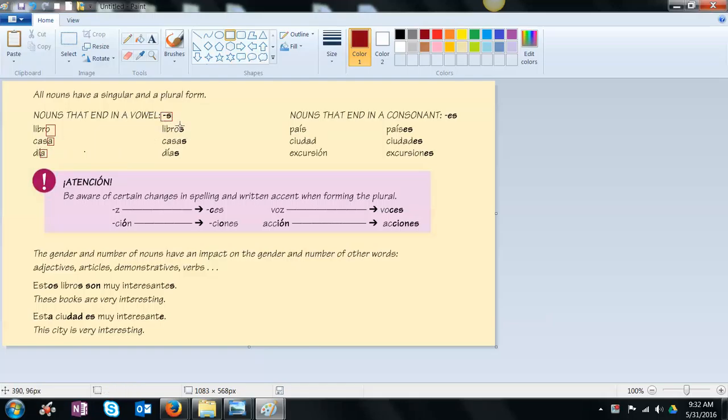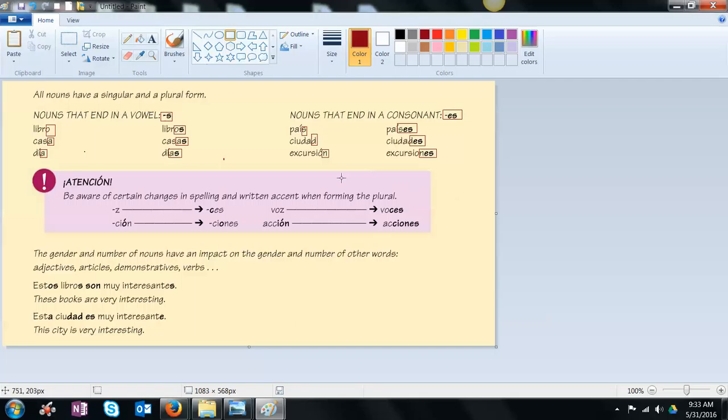So libro becomes libros, and casa becomes casas, and dia becomes dias, okay? And if a word ends in a consonant like país, ciudad, excursión, then you're going to add an es to the word to make it plural. So to make país plural, you add es and make it países. Ciudad ends in D, so you add es and make ciudades. Excursión ends in N, so you add an es and make excursiones.